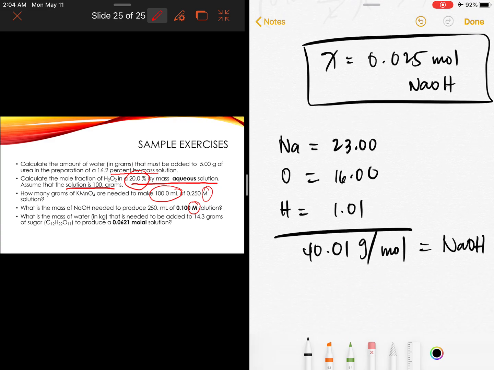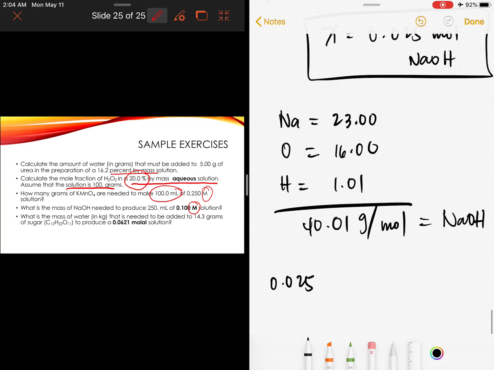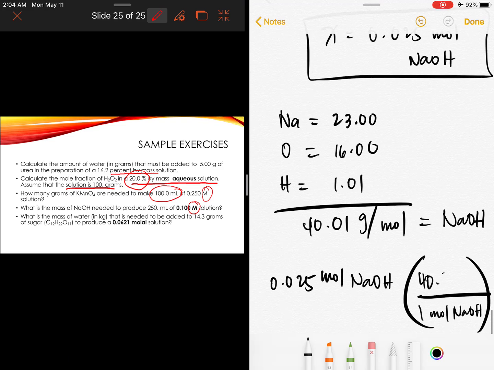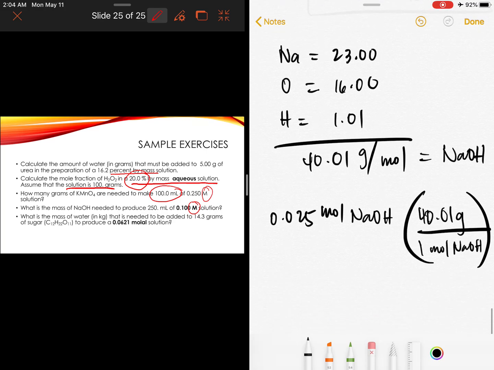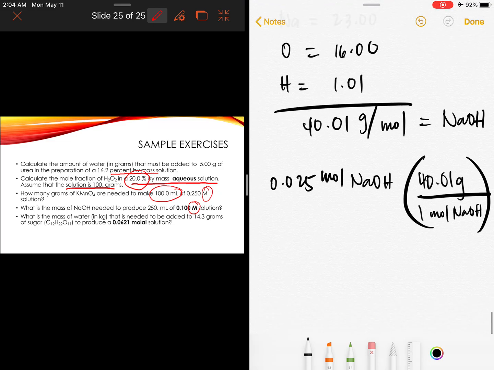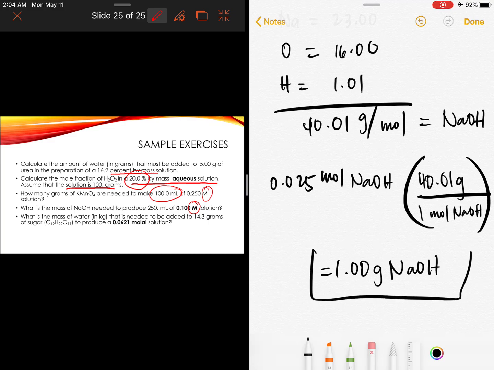This is the molecular weight of your sodium hydroxide. Now we just have to convert the moles into grams. You have 0.025 mole of sodium hydroxide, and 1 mole of sodium hydroxide is 40.01 grams. So 0.025 times 40.01 is equal to 1 gram. You need 1 gram to create 250 ml of 0.1 molar solution. So the mass of sodium hydroxide needed is 1 gram.